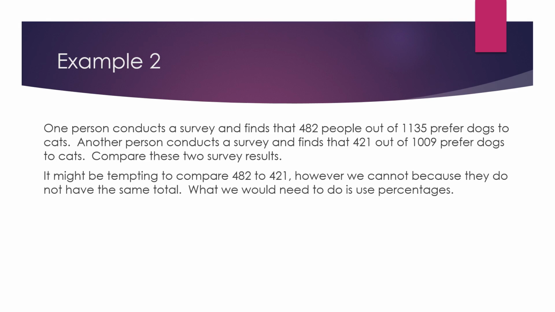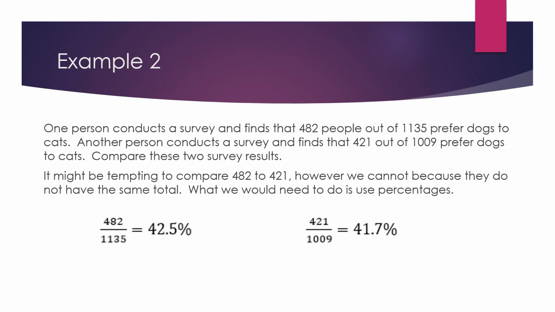So what this is doing is instead of finding out how many people out of 1,135 prefer dogs to cats, it is finding out how many out of 100 prefer dogs to cats. So for the percentage on the left, what that means is that 42.5 out of 100 that they surveyed prefer dogs to cats. And for the second fraction, 41.7 people out of 100 preferred dogs to cats.